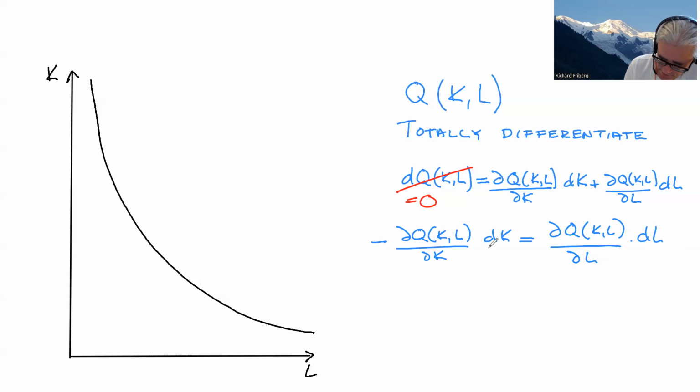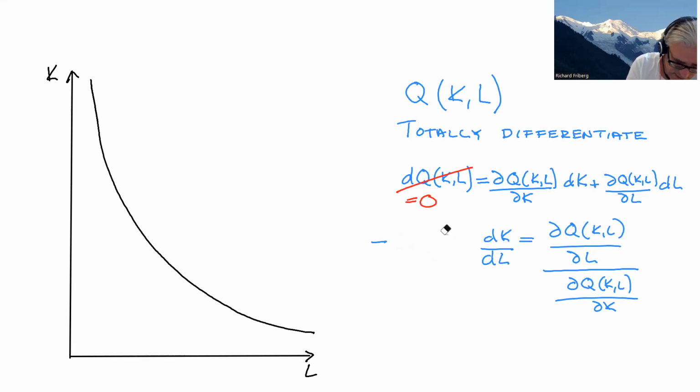Okay, so we can then divide through by dL, and we can divide through by the marginal product of capital here. So the marginal product of capital, delta Q over delta K, which means that we can cut that out and move it like this.